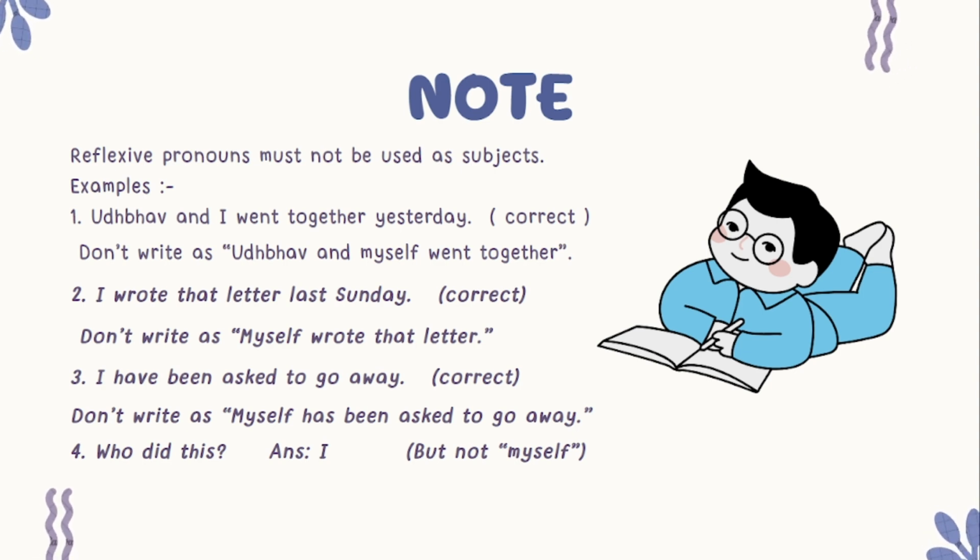Here subject is I. Suppose you placed the word myself. Then what is the sentence? Myself did this. Then what is the subject in your answer? Myself. So your answer is wrong. What is the rule? Reflexive pronouns are not written in the place of subject. So based on this rule, the sentence myself did this is wrong.